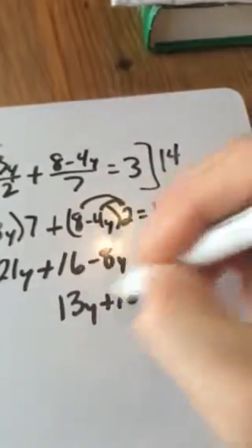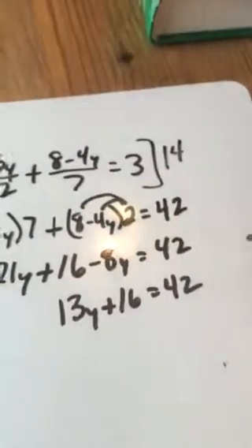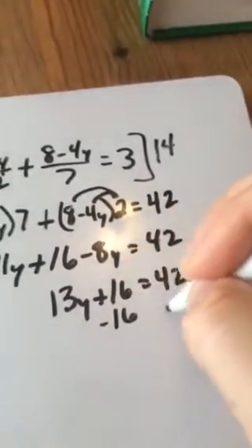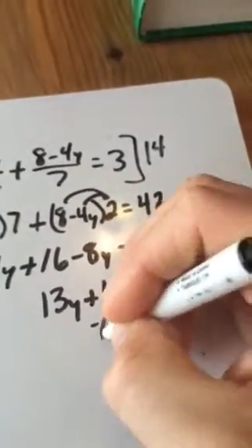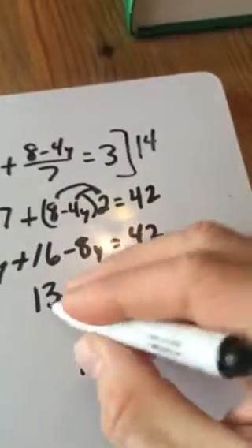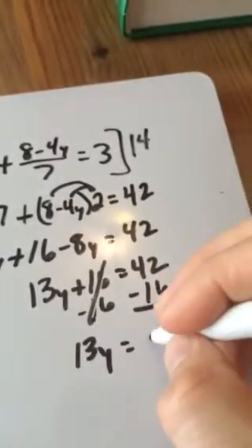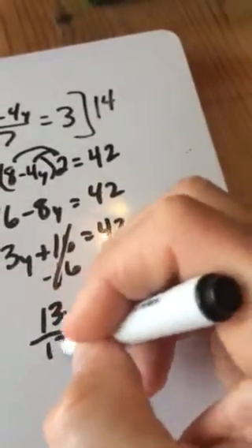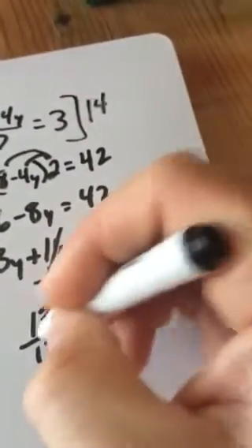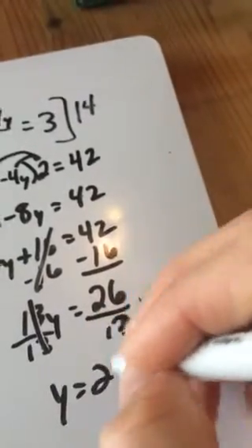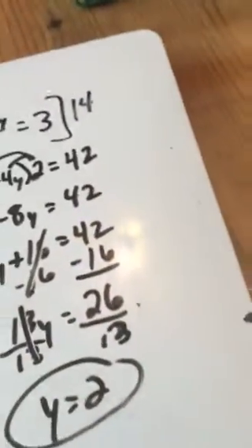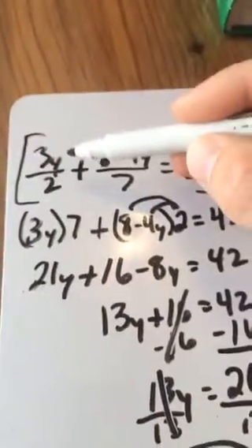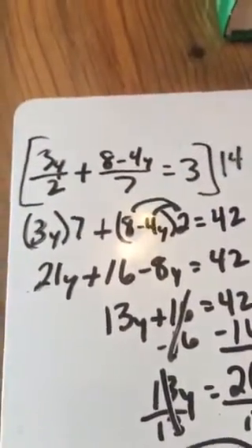16 is not a like term because it doesn't have a y. 42 and 16 are like terms, so I'm going to subtract the 16 to join it with its like term. So I have 13y only left on this side, 42 minus 16, 26 on that side. And you can see now that we'll divide by 13, and y will be 26 divided by 13, or just 2. Of course, you should check your answer by plugging in 2, and you should get an answer of 3 when you do that, to make sure you did it right.